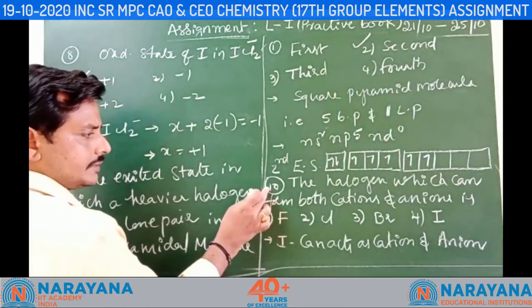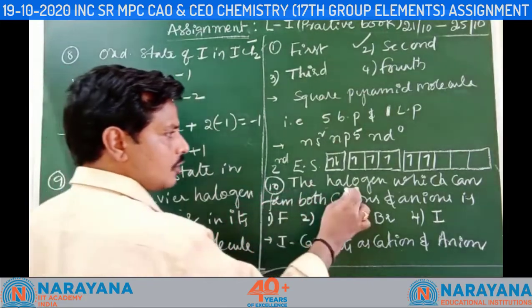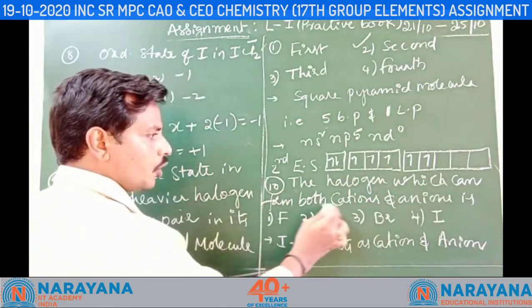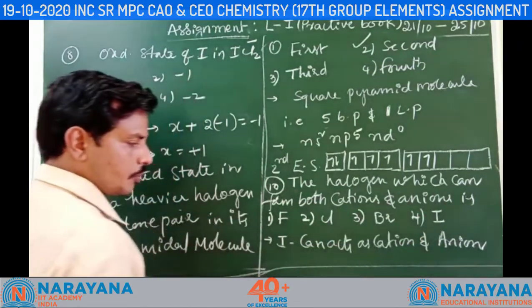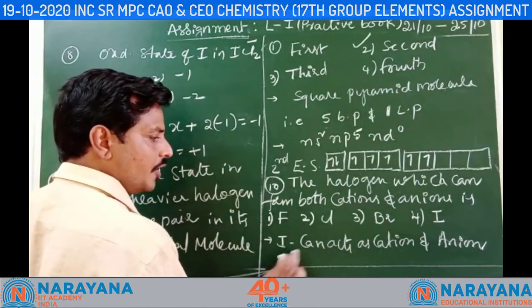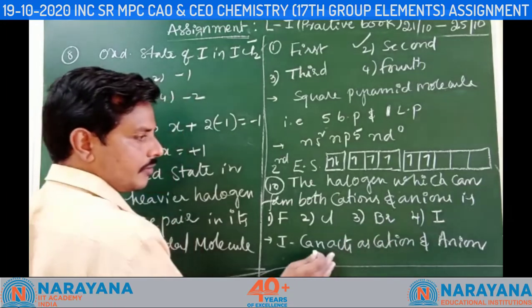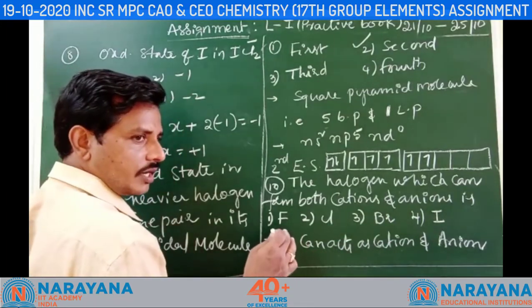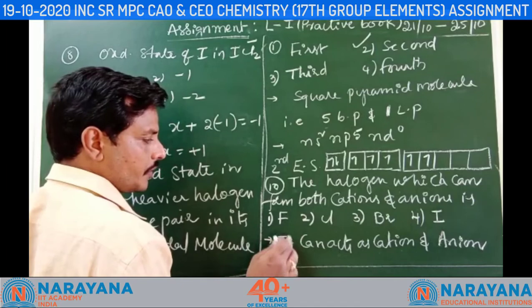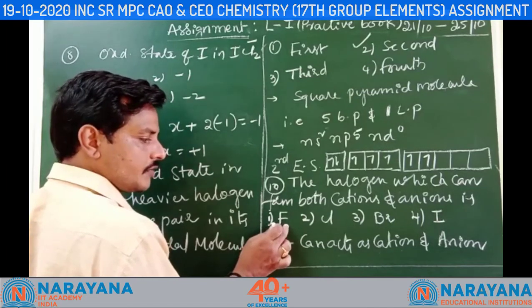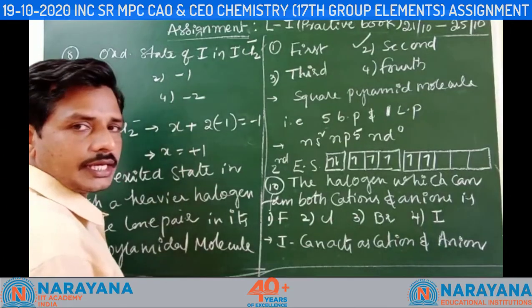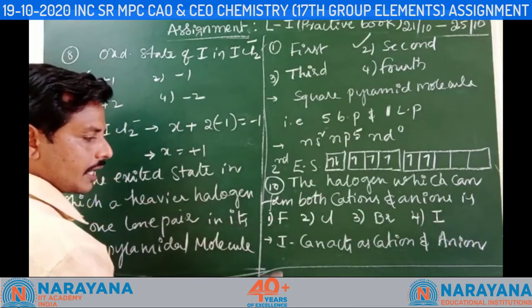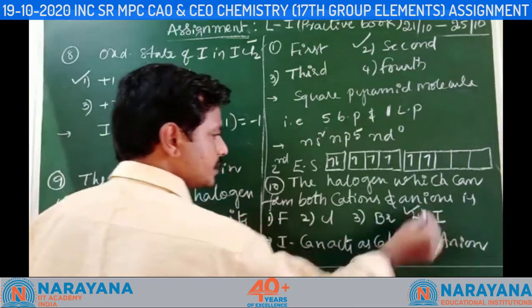Come to know 10th bit. The halogen which can form both cations and anions is fluorine, chlorine, bromine and iodine. These are the options. Of these, iodine can act as a cation and anion. All can form positive and negative charge, except fluorine. Fluorine always shows -1. Iodine can act as an anion and cation in ionic compounds also. Hence, the right answer is iodine. Fourth option is the right option.